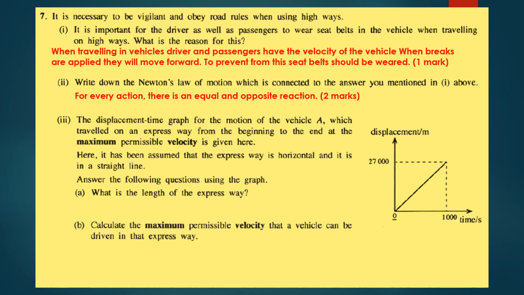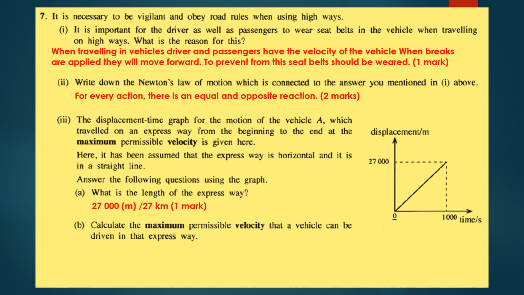Part A. What is the length of the expressway? The graph is a displacement time graph. The motion is in a straight line, so displacement is equal to the distance moved. It is equal to the length of the expressway. By the graph you can get the displacement, 27,000 meters. So the length of the expressway is 27,000 meters or 27 kilometers. You can earn 1 mark.